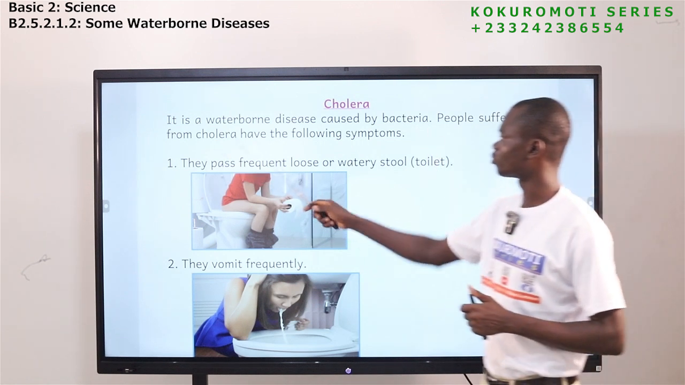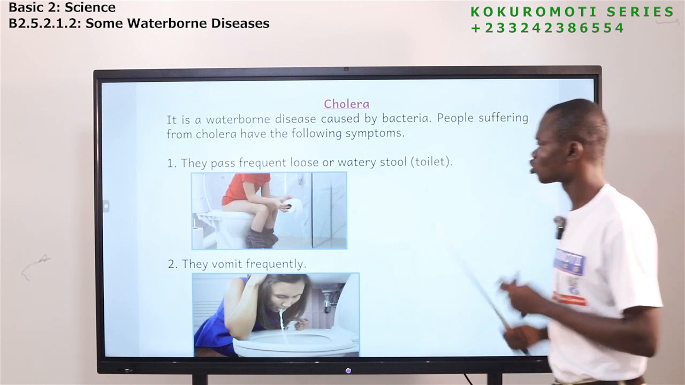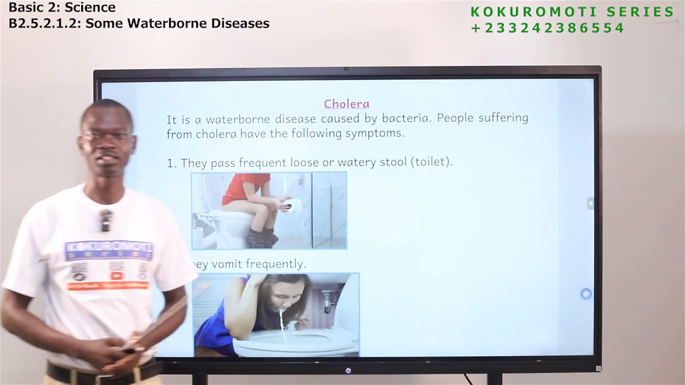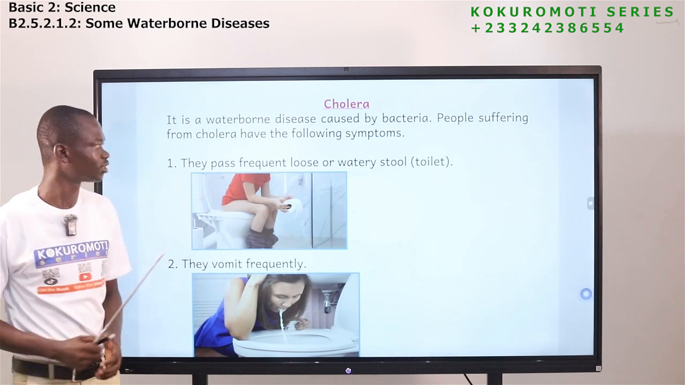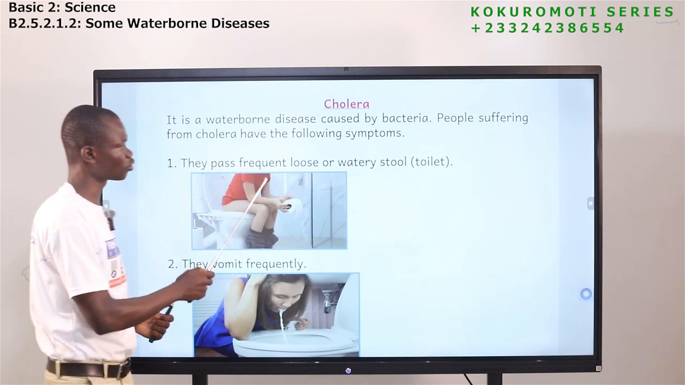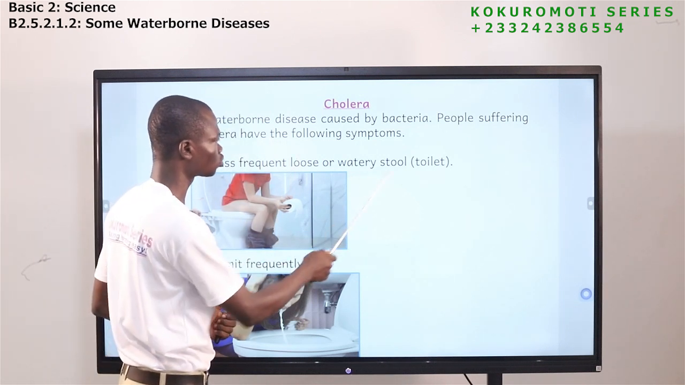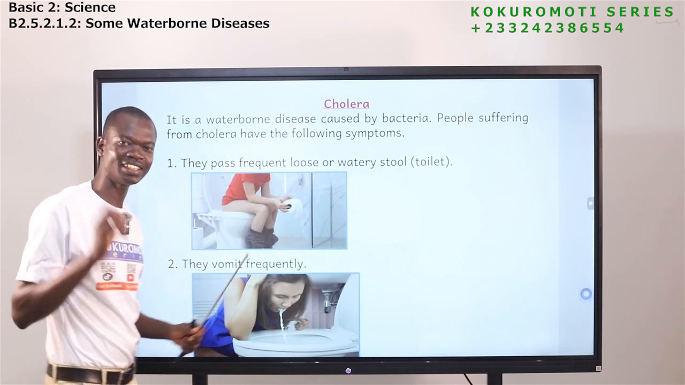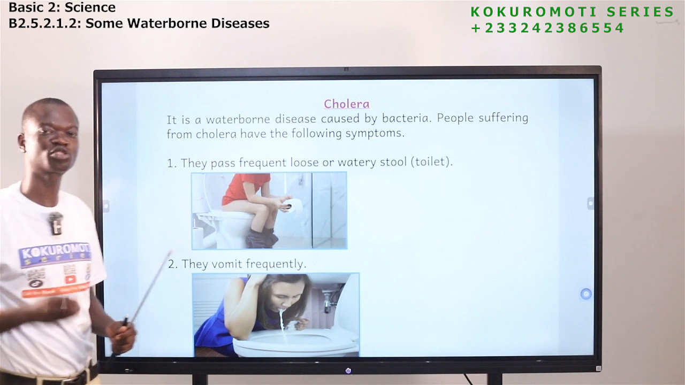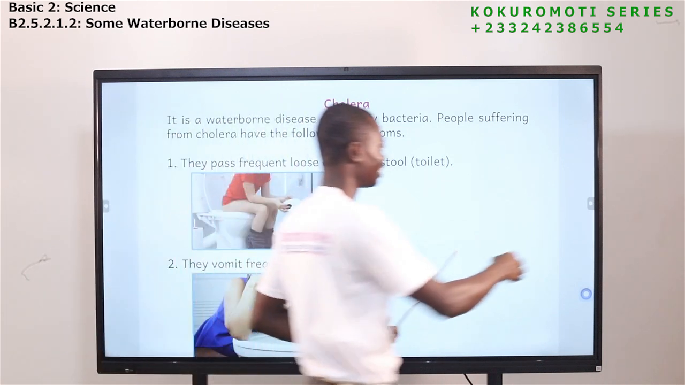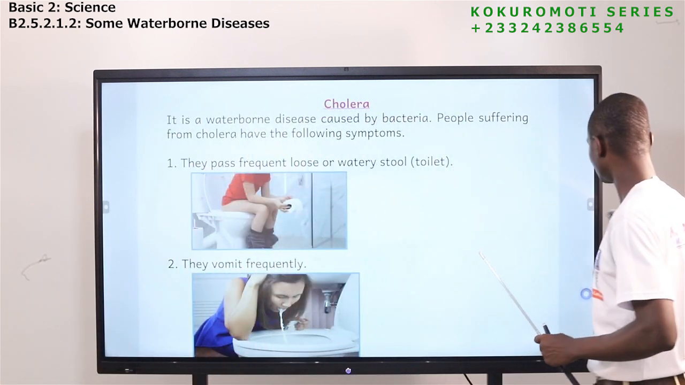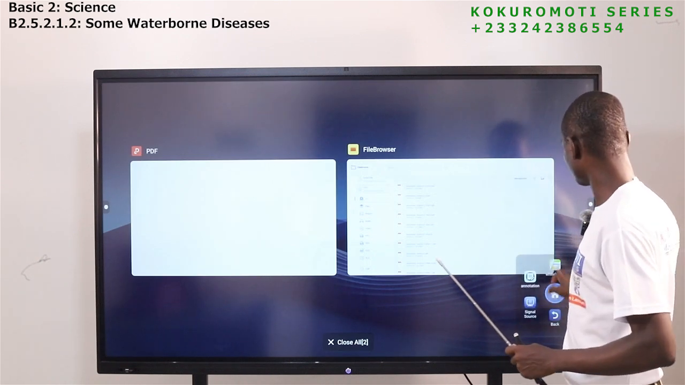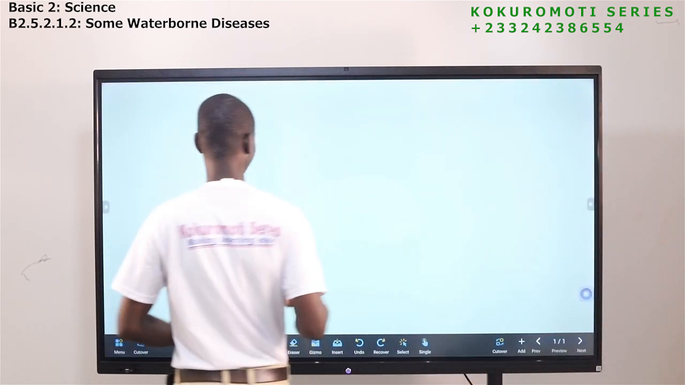People suffering from cholera have the following symptoms. So if you have cholera, these are the things that will show that yes, you have what? Cholera. The first one, they pass frequent loose or watery stool, in brackets, toilet. In science, if you hear stool, it's something different. If you hear stool, it is something different.